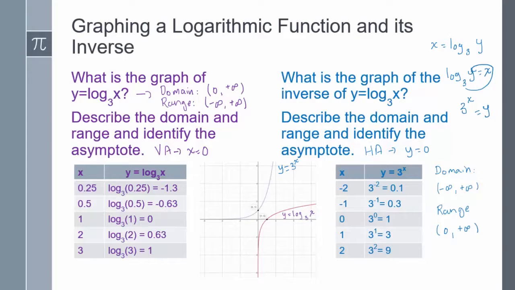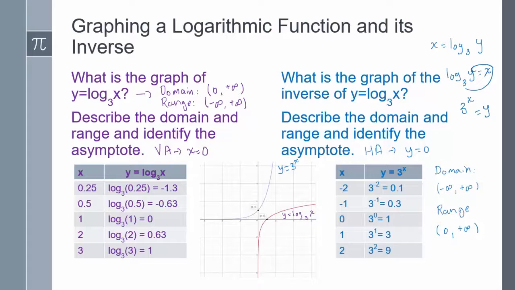Our range goes from 0 to positive infinity because our graph never crosses the x-axis. It gets closer and closer to 0 but doesn't cross it. And then as our x values increase, our graph goes towards infinity.